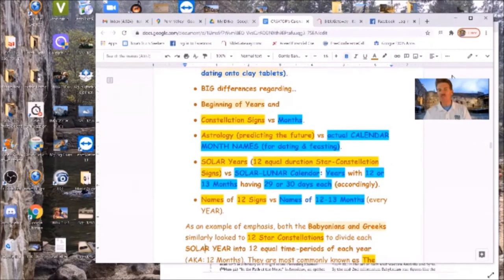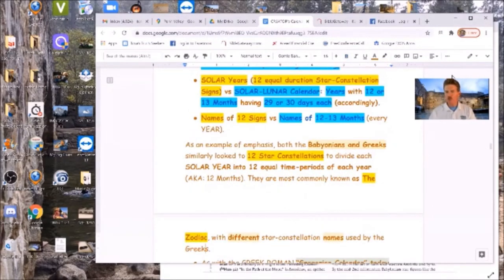As an example of emphasis, both the Babylonians and the Greeks similarly looked to 12 star constellations to divide each solar year into 12 equal time periods, aka 12 months. You can look at them as months, some do, as I used to, but they're actually signs and star constellation time periods. They are most commonly known as the zodiac, with different star constellation names used by the Greeks.